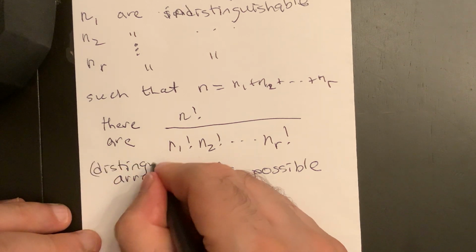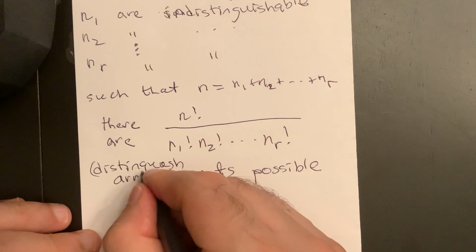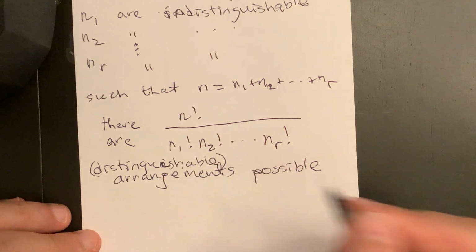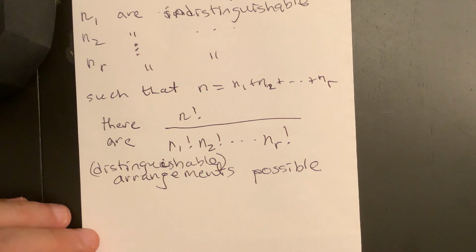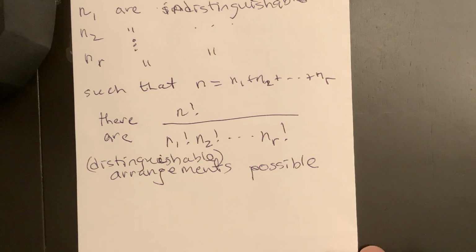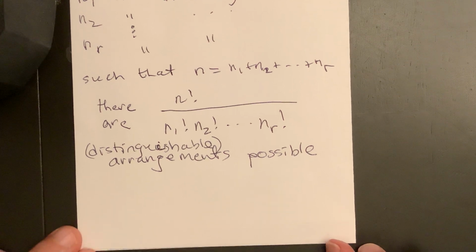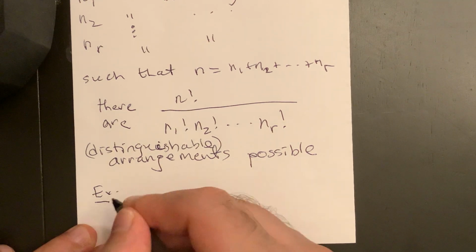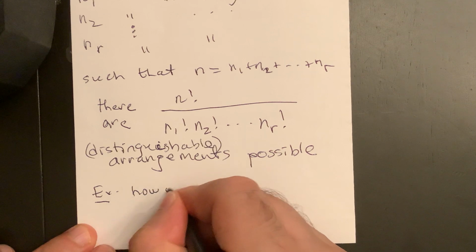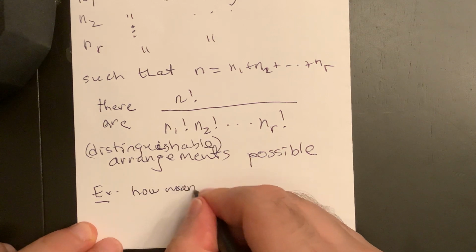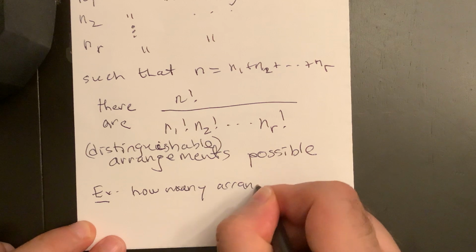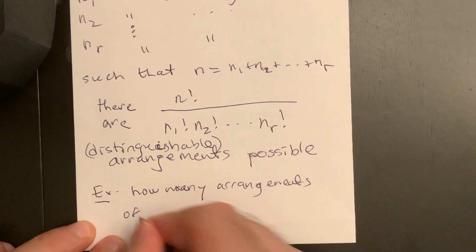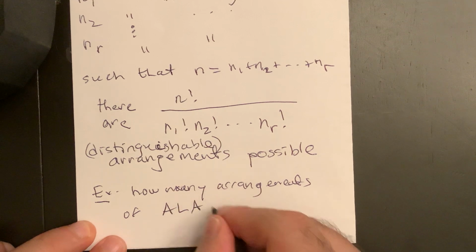Just to be clear, people might not write that. Distinguishable, it's a long word. Okay? All right. As an example, compute how many arrangements of Alabama.